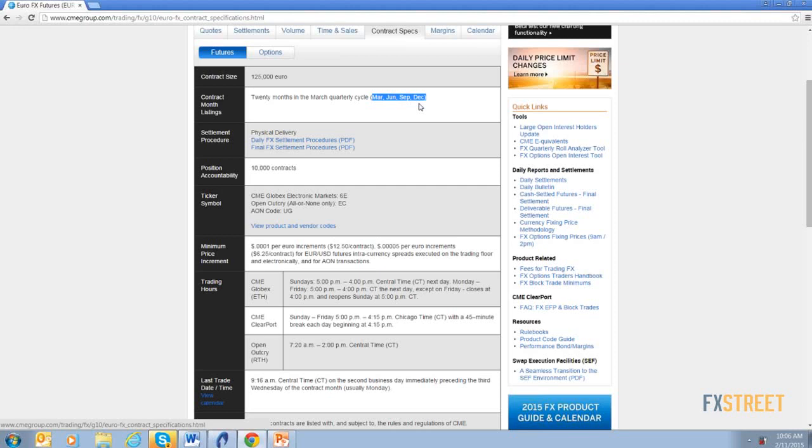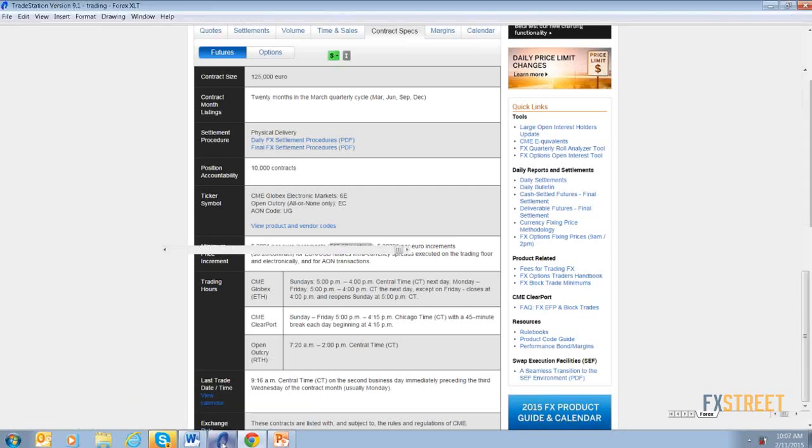Now, even though there are expiration months, a lot of people think, oh, these are like options. No, they're really nothing like options, okay? So take a look down here. This is the other most important one. I'm going to highlight it: minimum price increment, $12.50 per contract, and that's per 0.0001. So let me take you to the charts for a minute. What does that mean? This is the important one.